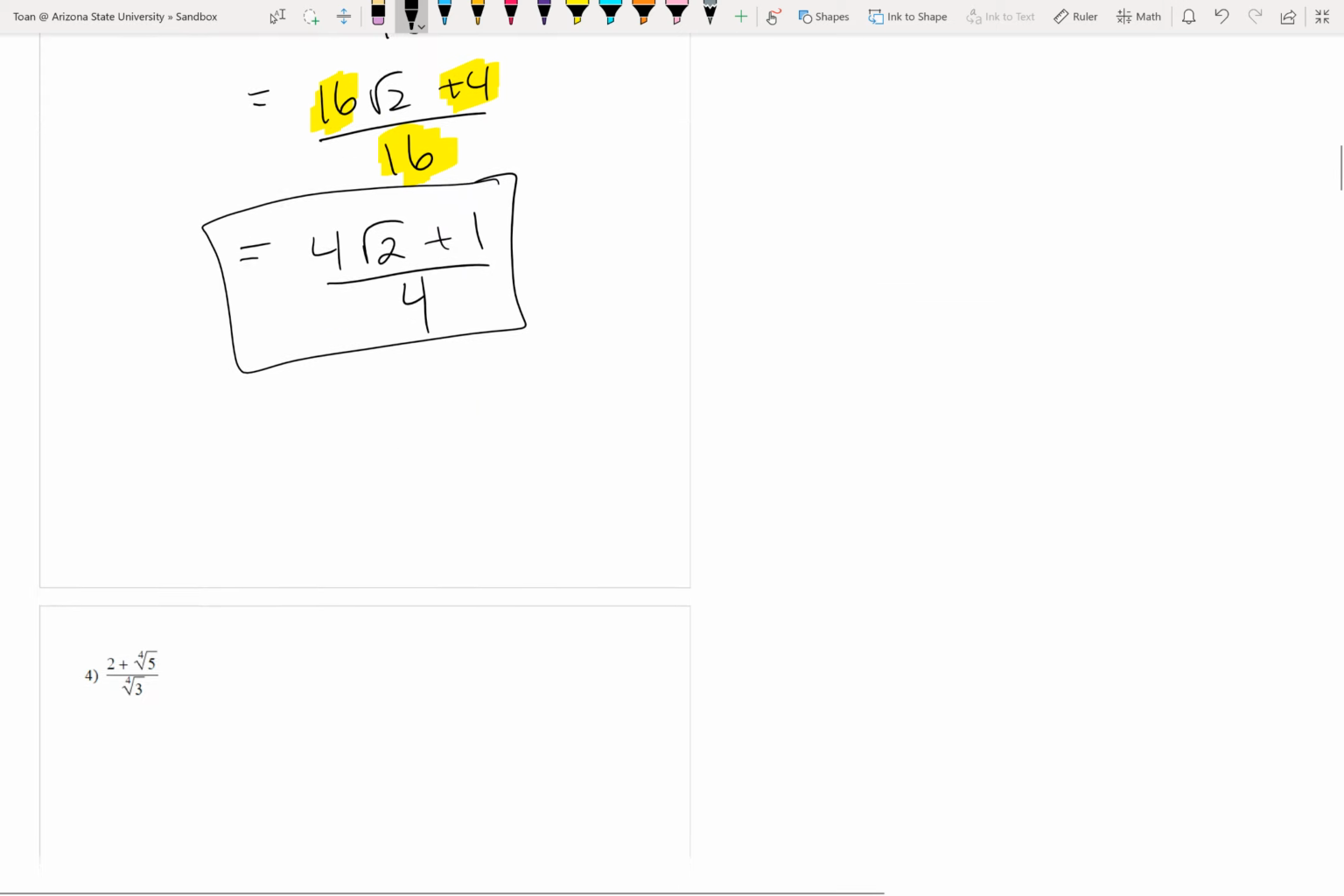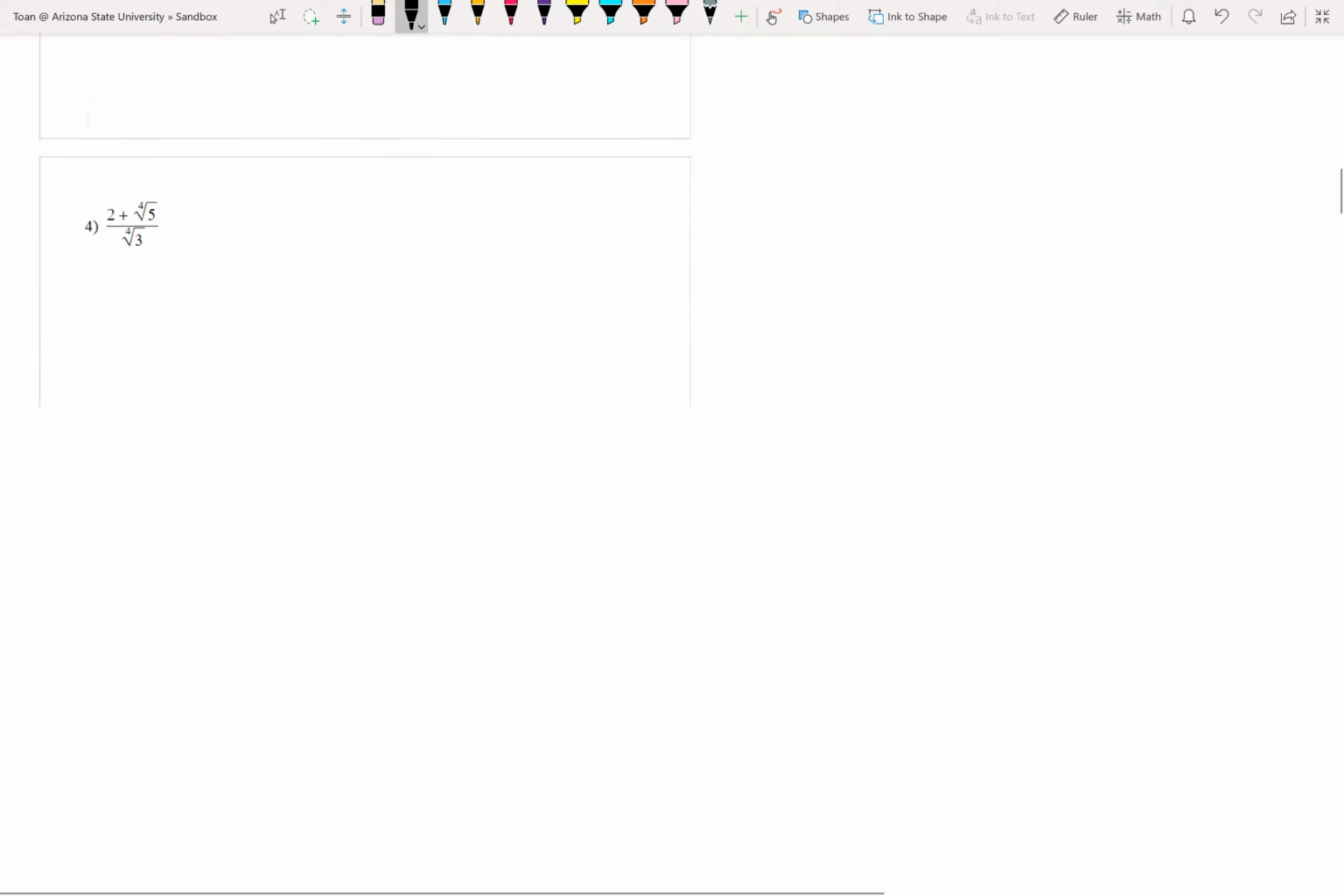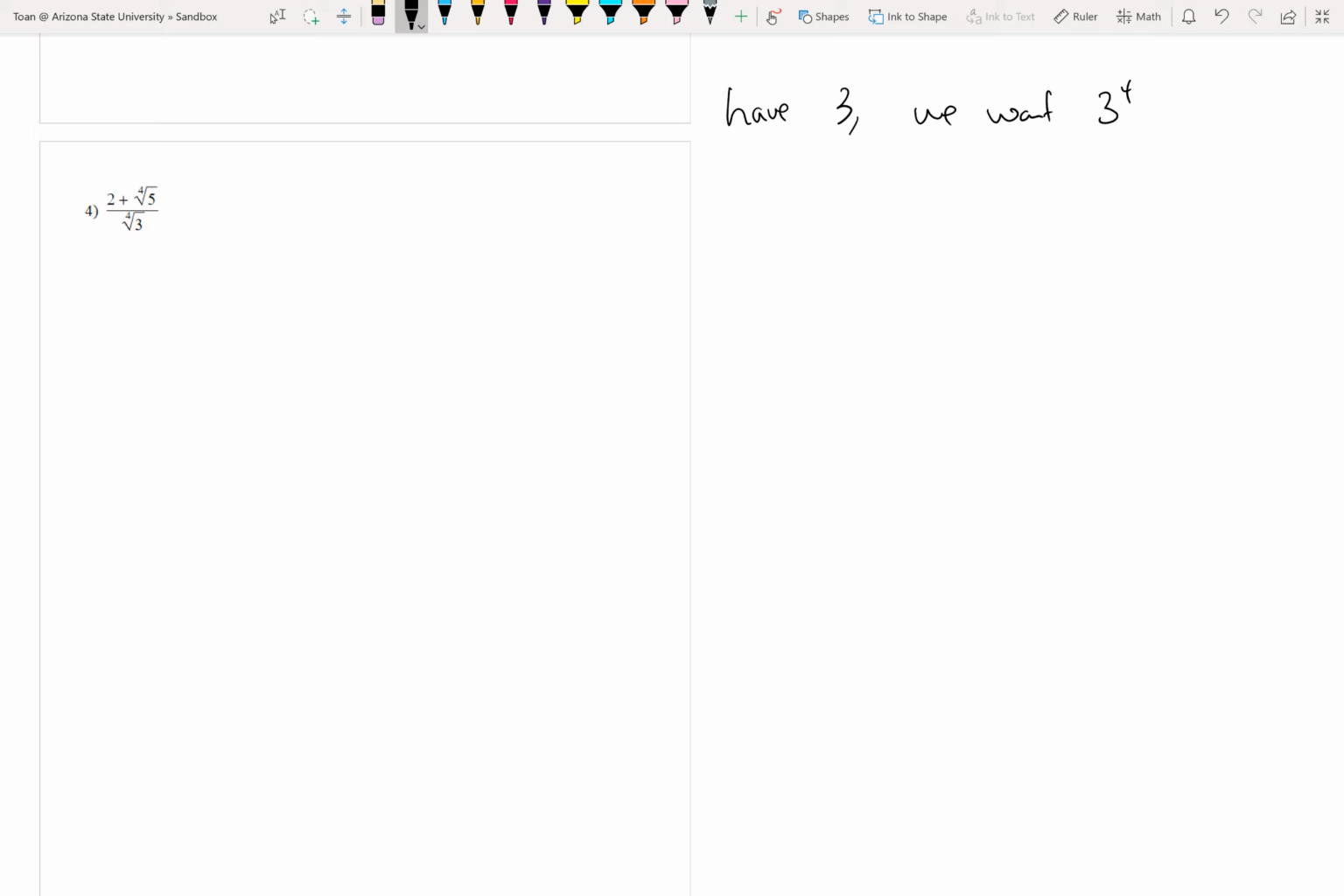For number 4, same concept, except we're dealing with the cube root, or excuse me, a fourth root instead of a square root. So we need an exponent of 4. So notice how inside the radical there's only a single 3. So we have a 3. We want a 3 to the 4th. That will get rid of the fourth root.